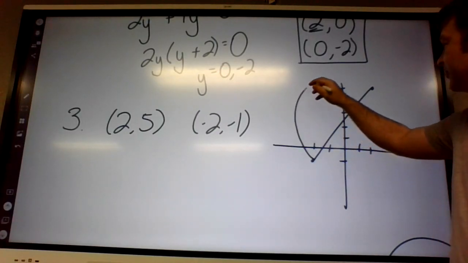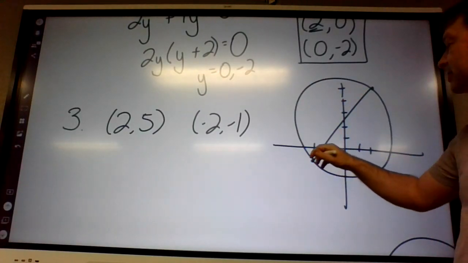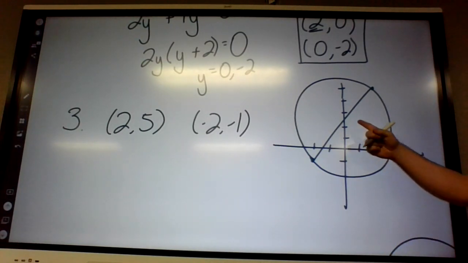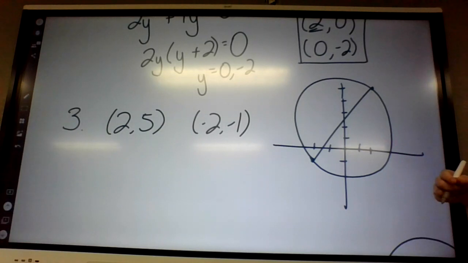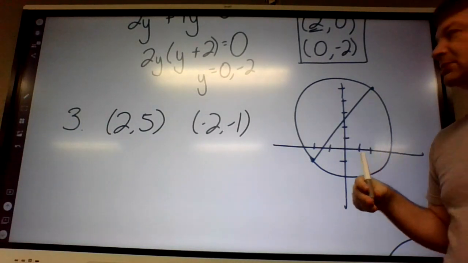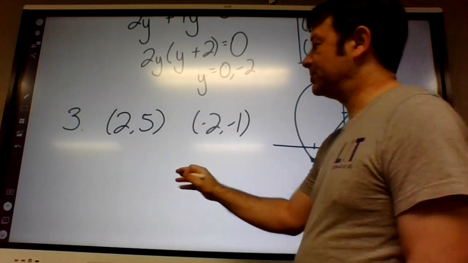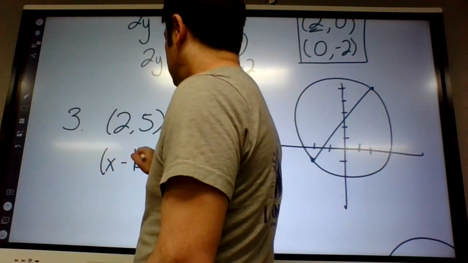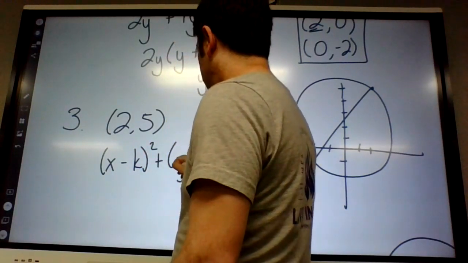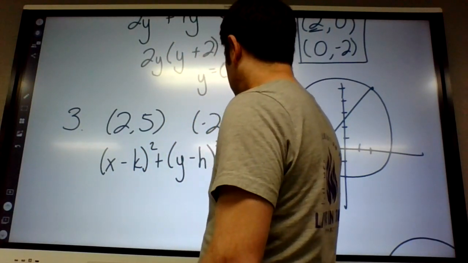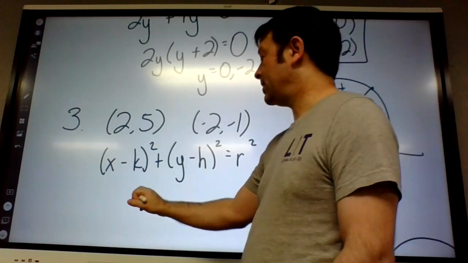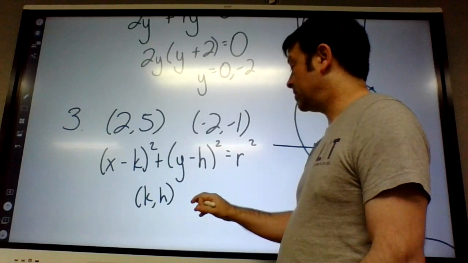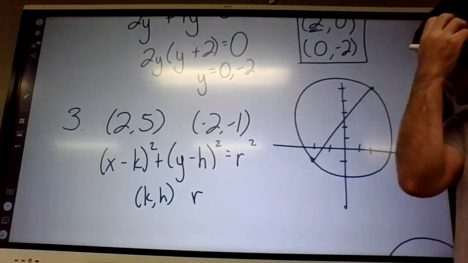Yeah, you guys remember for the equation of a circle, we kind of need the center. So it's about right there. And we also need a radius. You guys remember the circle equation? So distance and midpoint. So like h, k would be the coordinates of the center of the circle, and r would be the radius of the circle.